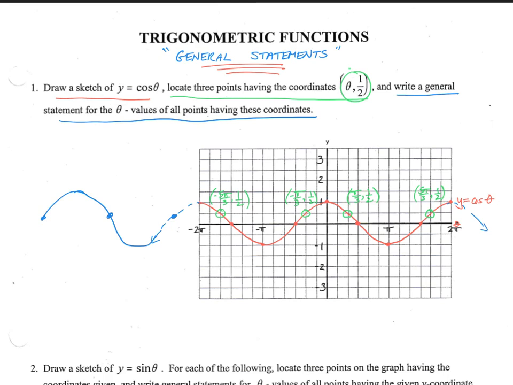So if we were to try to answer the question, okay, what are all the possible values where you could have a y value of 1/2? Then we need to be able to write a statement where we could generate all those possible values. So one of the things that we need to address is, well, how many statements would satisfy every possible value of 1/2?